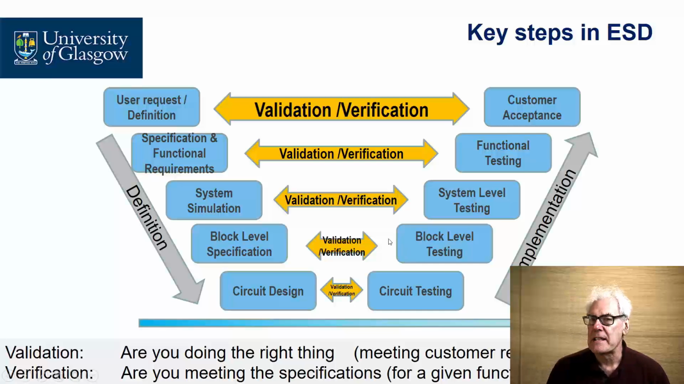So let's look at the key steps involved in electronic system design. Here we see the definition and the implementation of a system design. We start with the user requirements at the top, and we work through the specification, the functional requirements, right down to circuit design. And at every level, we have a validation and verification to confirm you are doing what you're meant to do and meet the customer end requirements.